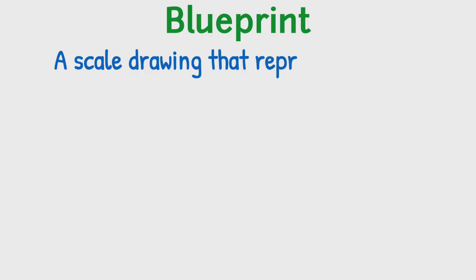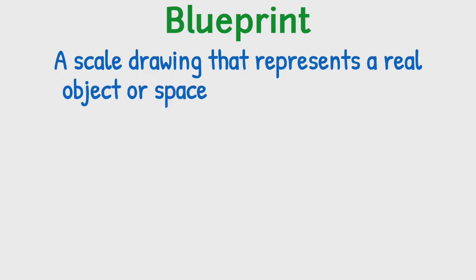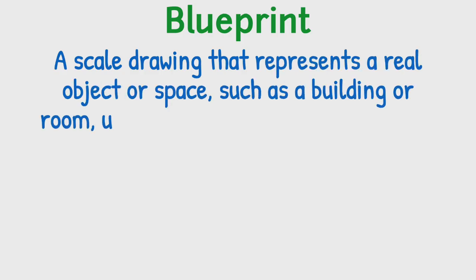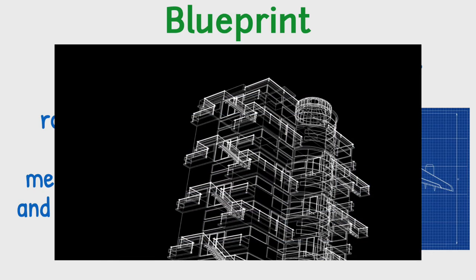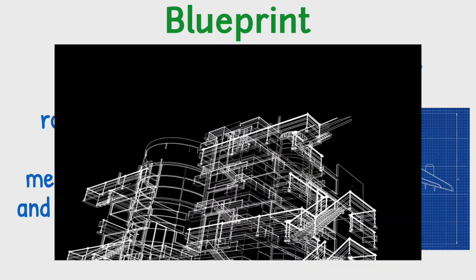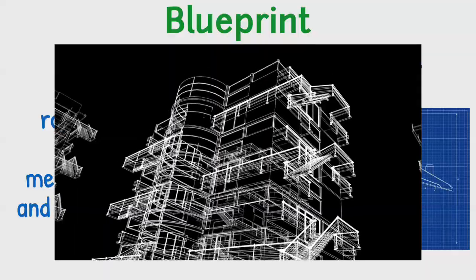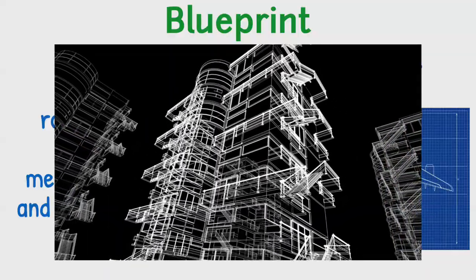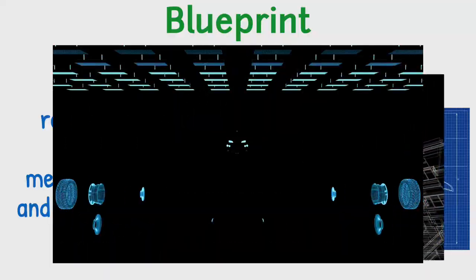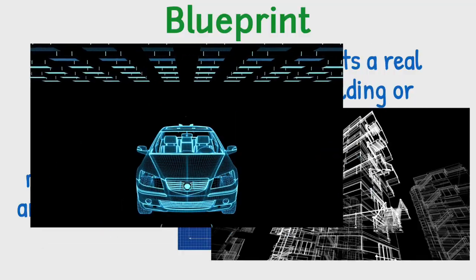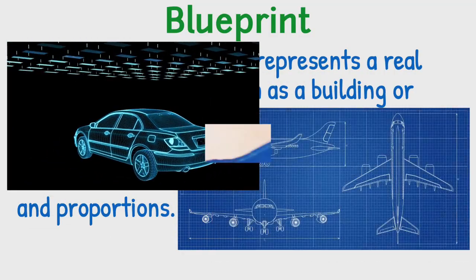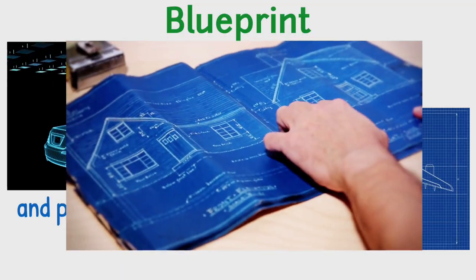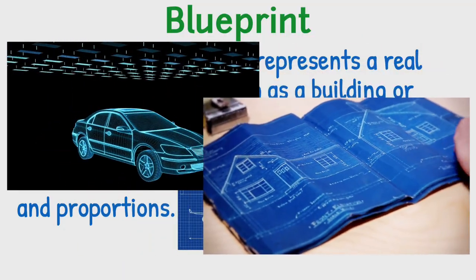Blueprint. A scale drawing that represents a real object or space, such as a building or room, using exact measurements and proportions. Blueprints connect coordinate plane skills like distance, midpoint, and slope to real design and planning problems. Every ordered pair on a blueprint represents a precise location, every line segment represents a wall or boundary, and every measurement represents a calculation that must be exactly right.